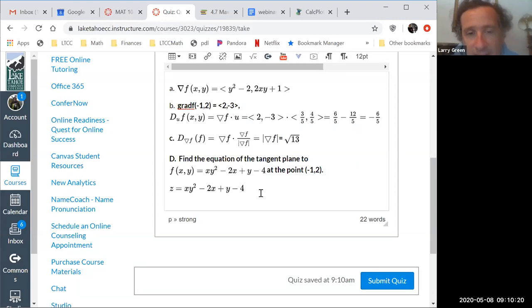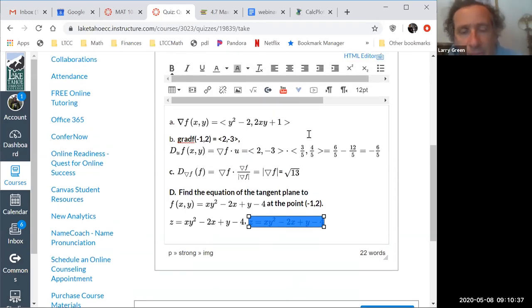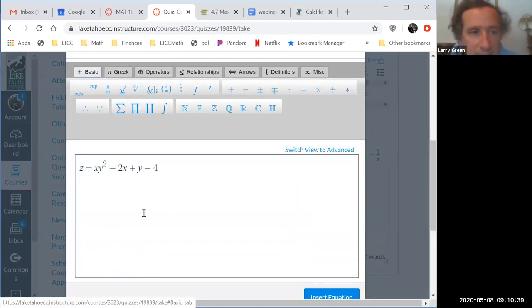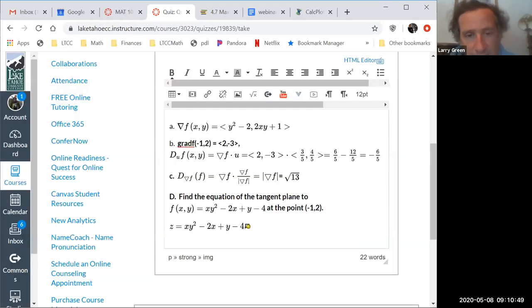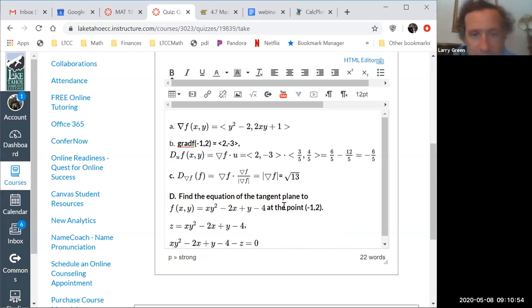Okay, so we could look at that tangent plane as that. Let's call it f(z). That's the z coordinate. And we can rewrite this as xy squared minus 2x plus y minus 4 minus z equals 0. Okay, hopefully you understand that was very basic. I didn't do anything too fancy, just subtracted z. You good with that?